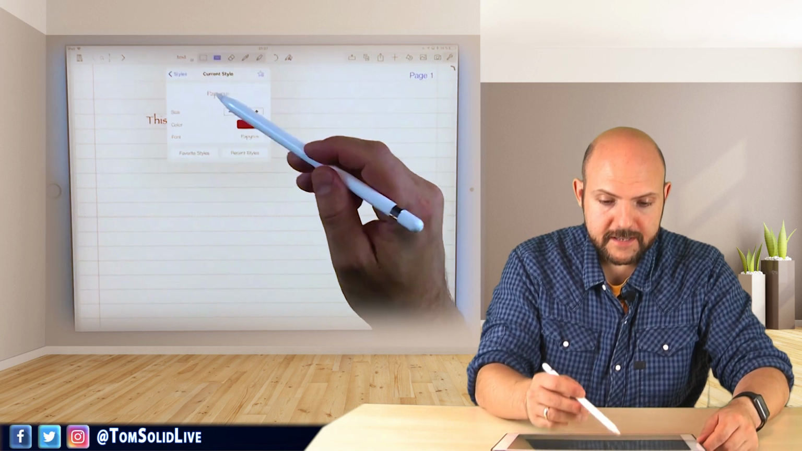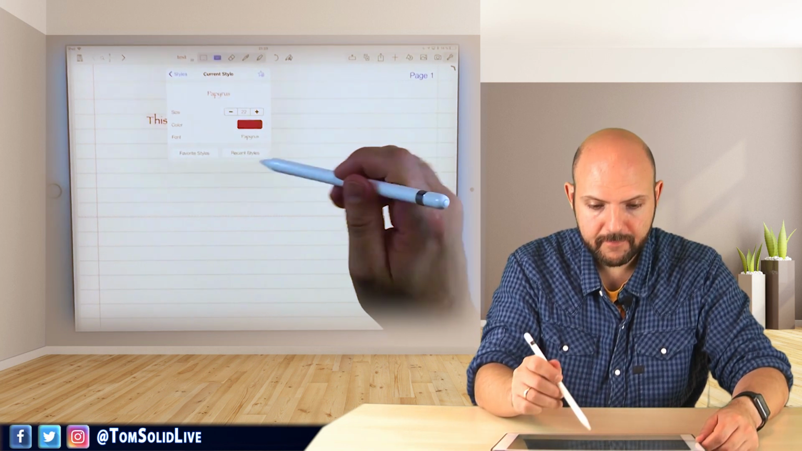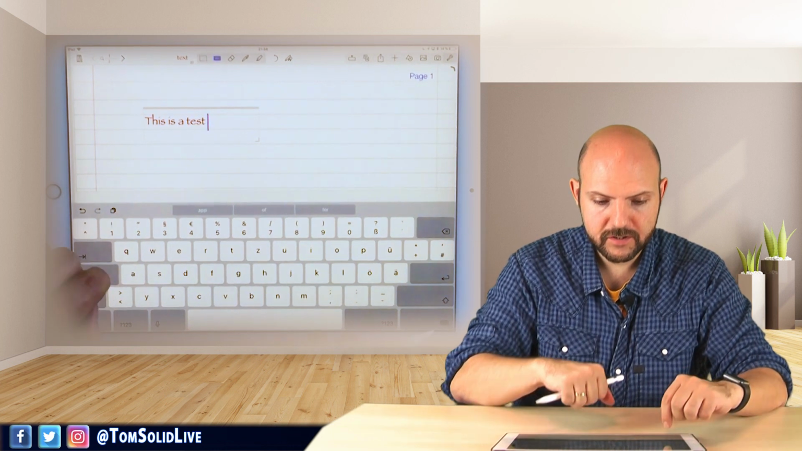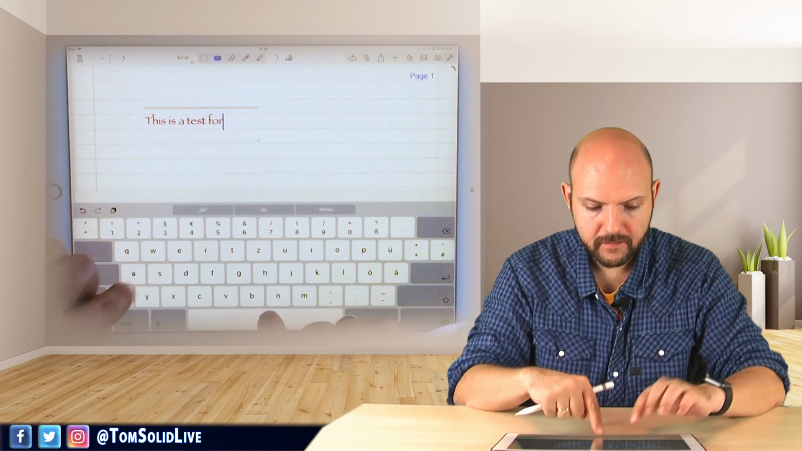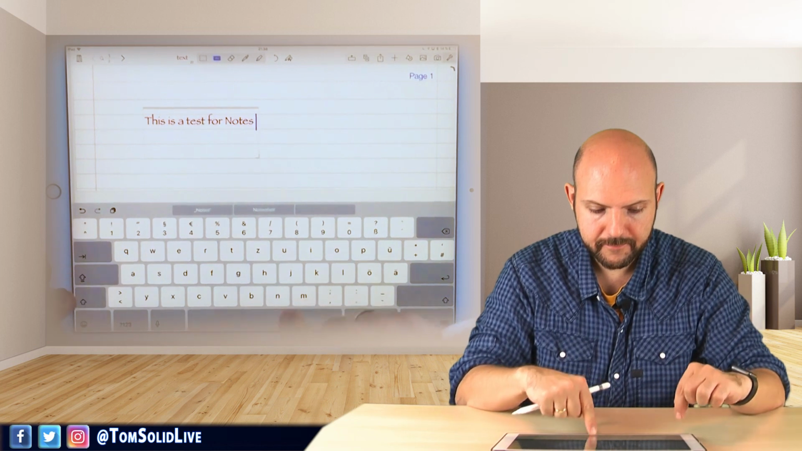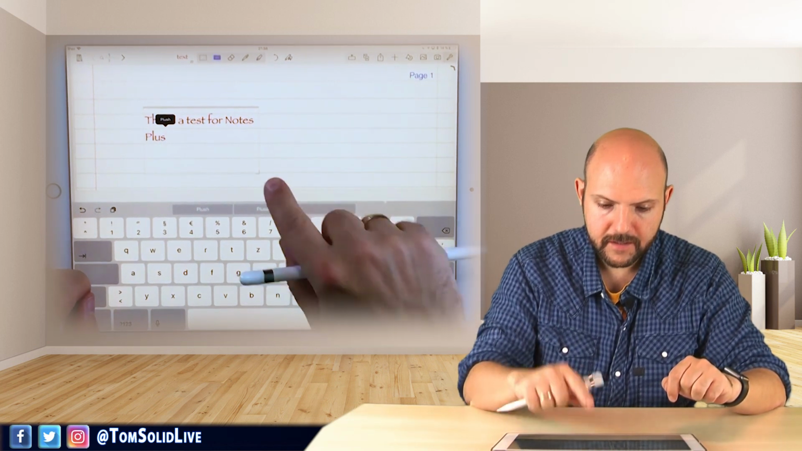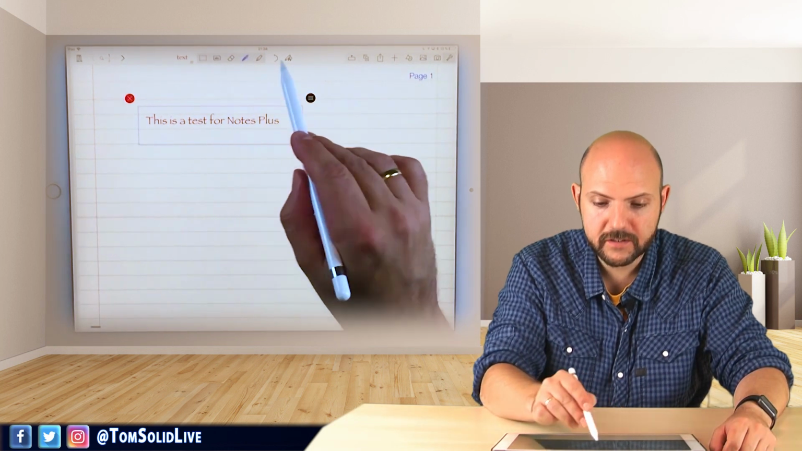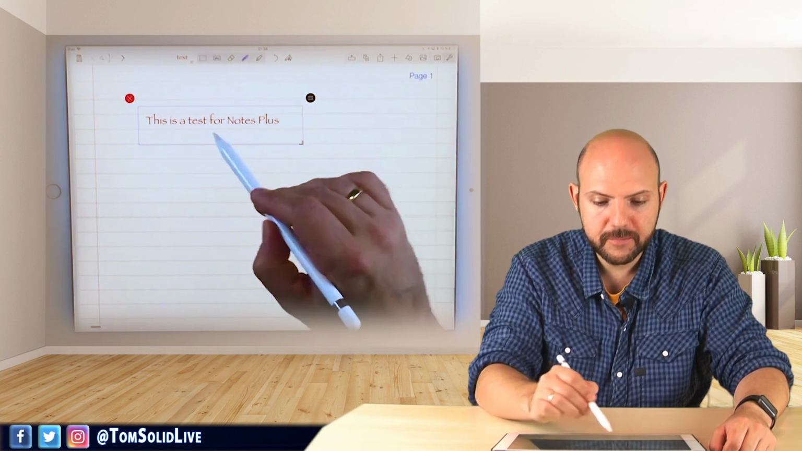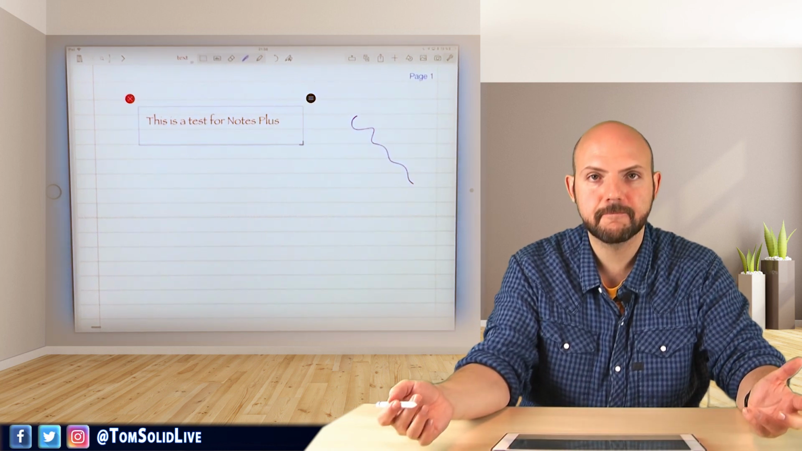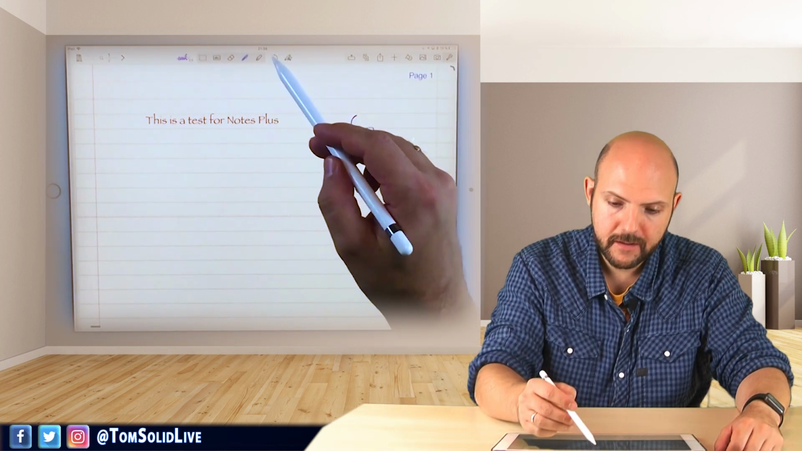And then you can also select this and just select your text, and then you can write. You can change. This is a test for Notes Plus. That's it. You don't need to change anything up here. Just still use your ink, tip on it, select it. Awesome.